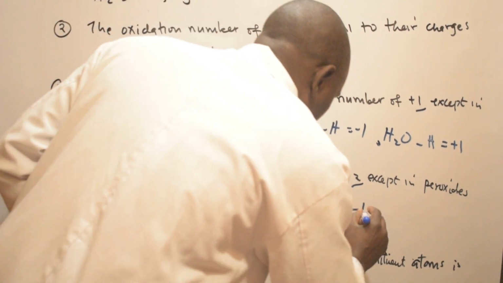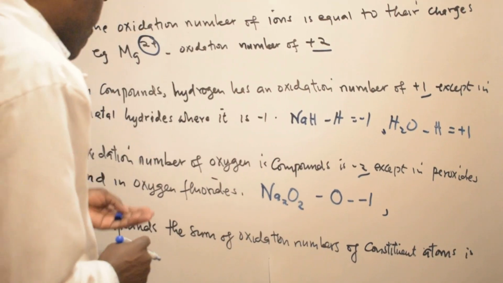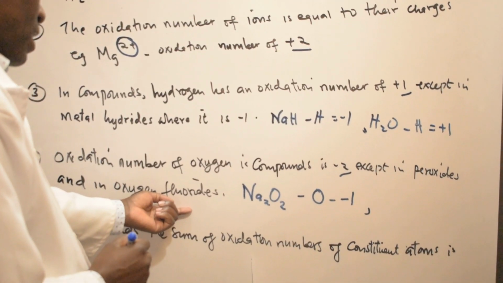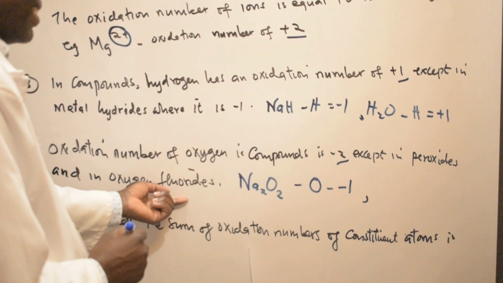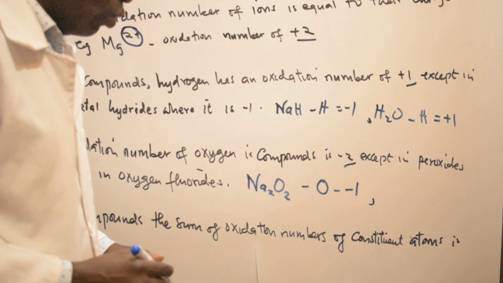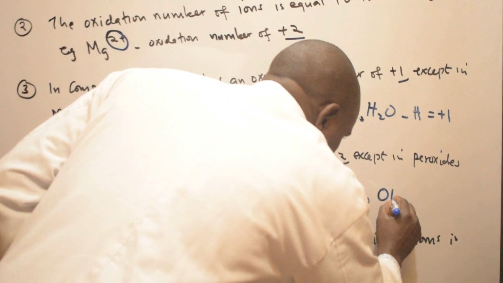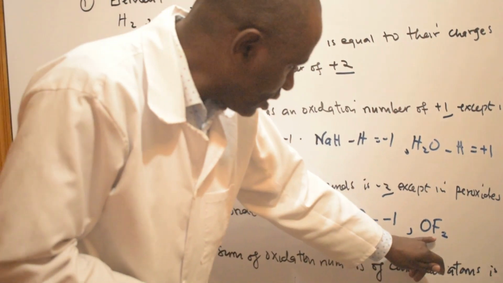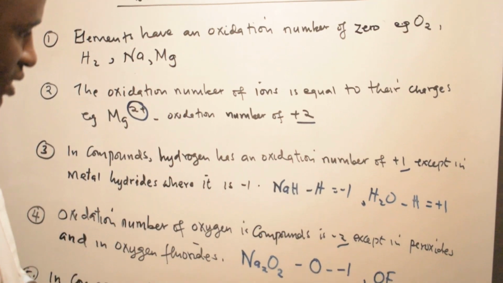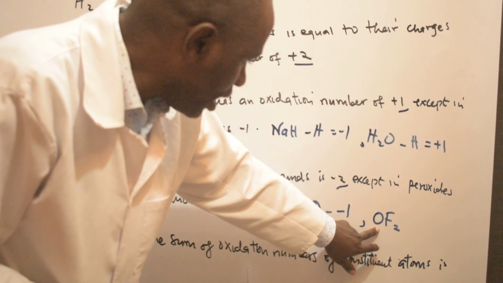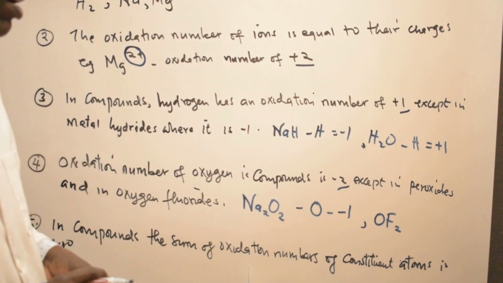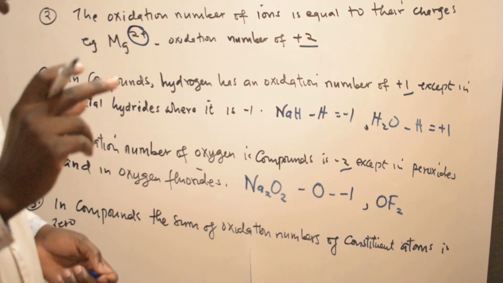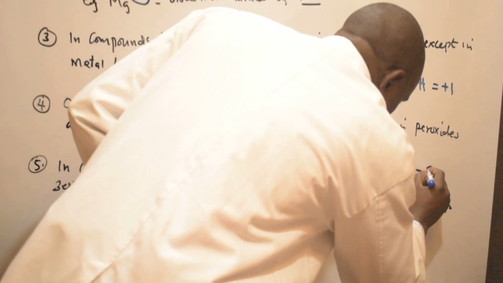Now again, if you think about something like the oxygen fluorides, this one again will be different. Oxygen fluoride, we can have it like that. In this particular case, this oxygen will actually have an oxidation number of +2.